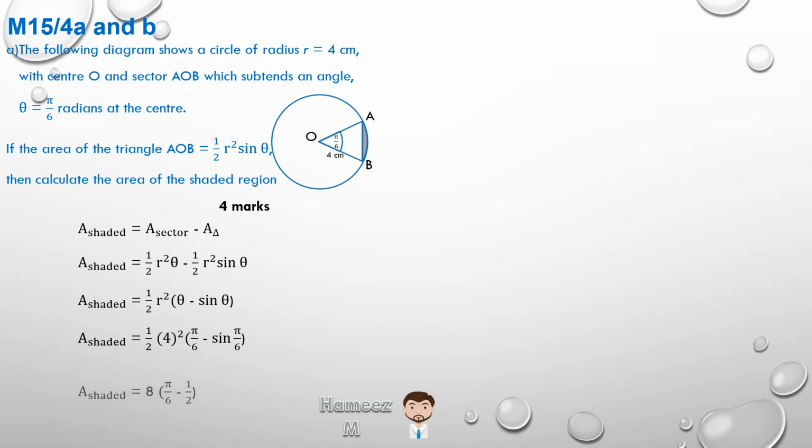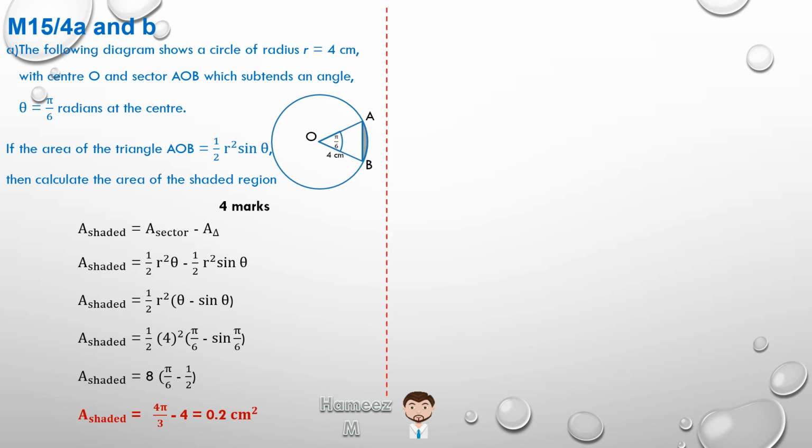So a half of 16 is 8 times (pi on 6 minus sine pi on 6), and sine pi on 6 is similar to sine of 30, which is equal to a half. So we can expand the bracket. 8 pi on 6 is 4 pi on 3, minus 8 times a half is 4. Shaded area is 0.2 square centimeters.